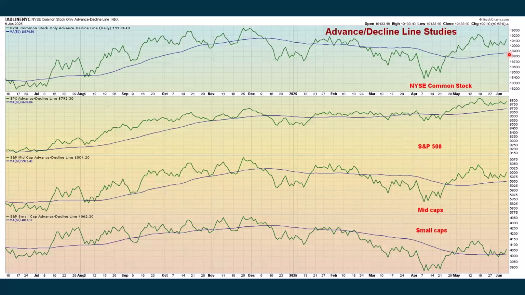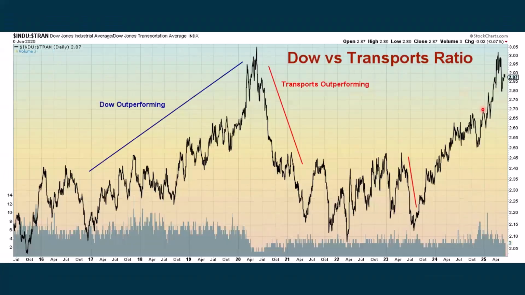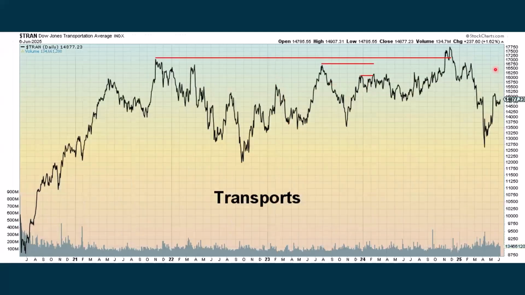Then we look at the advanced decline line, and I show this in the daily video, and we're above all the moving averages here. When we look at the NYSE common stock, the S&P 500, the mid caps, and the small caps, not really breaking out and setting new highs yet, but we are holding up with these advanced decline lines. We look at a ratio between the Dow and the transports. When this is going up, that means the Dow was outperforming the transports. We look at the transports all by themselves. They took a dive with everything else. They have been bouncing back up, but lately we've just been kind of range bound here.